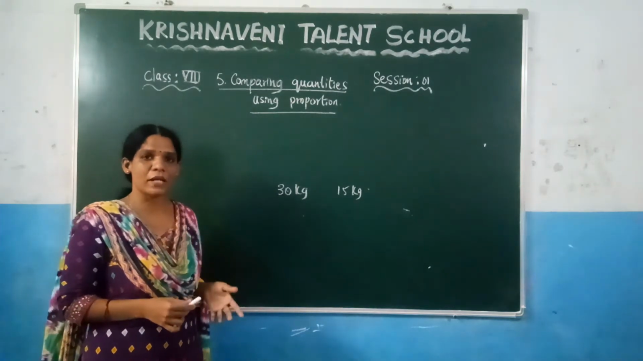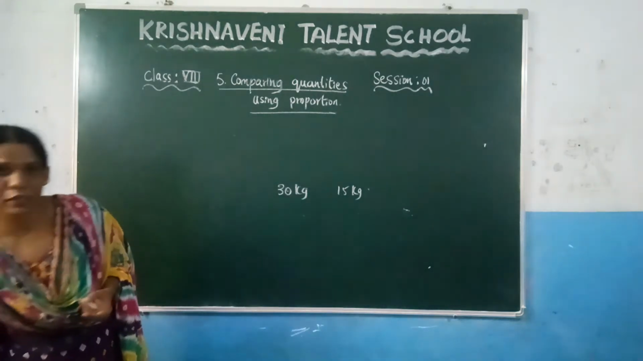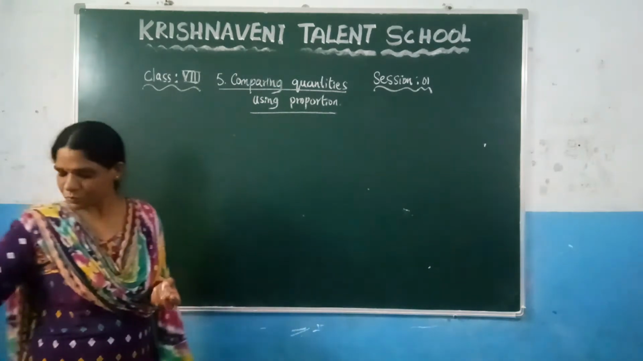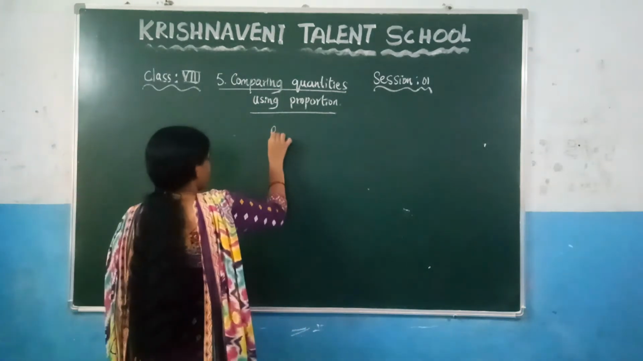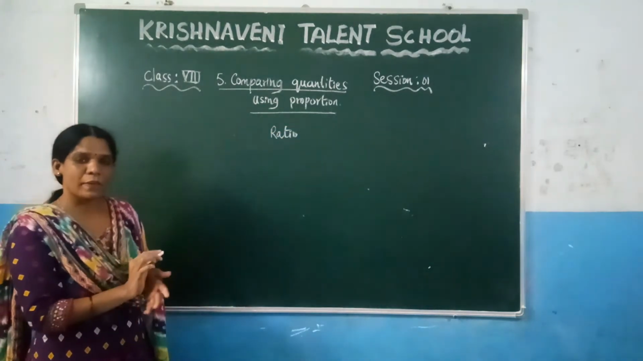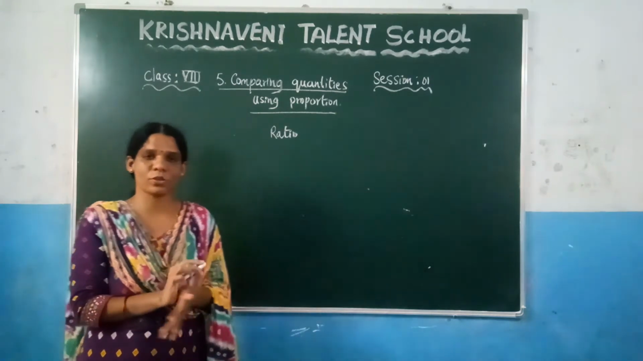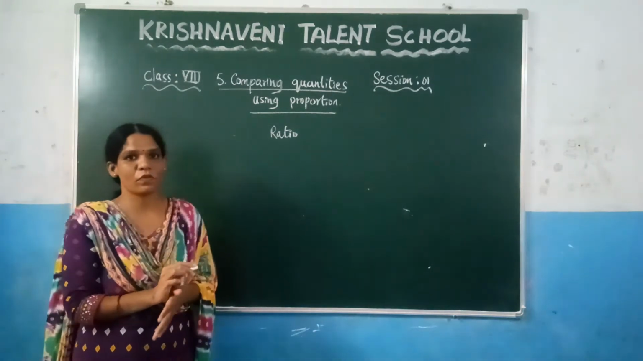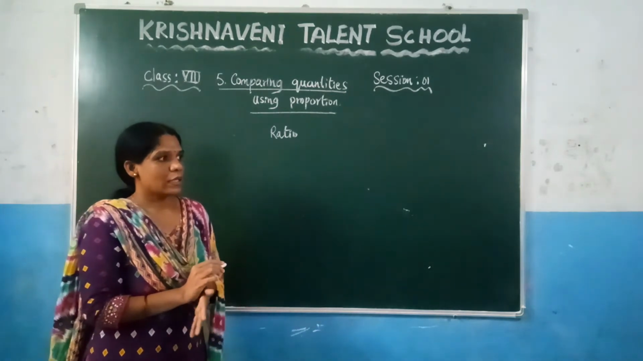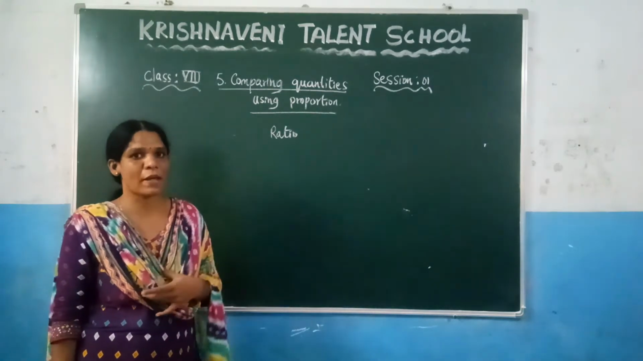There are two methods to compare the quantities that we are going to discuss in this chapter, by the ratio and by the percentage. You can compare the quantities by taking the ratio, or by taking the percentage also. So let us see what the meaning of ratio is and how to calculate it. Ratio is nothing but the ordered comparison of quantities.